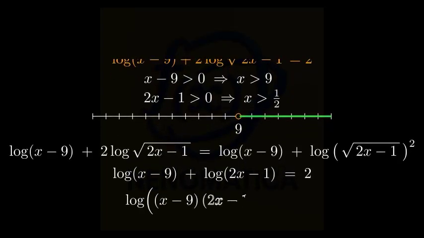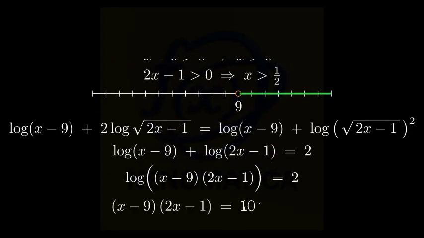Step 4. Use the product rule. Log of a plus log of b equals log of a times b. Combine the two logs into a single logarithm. Step 5. Convert the logarithmic equation to an exponential one. Log base 10 of a quantity equals 2 means the quantity equals 10 squared, which is 100.